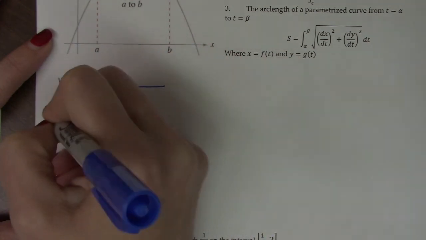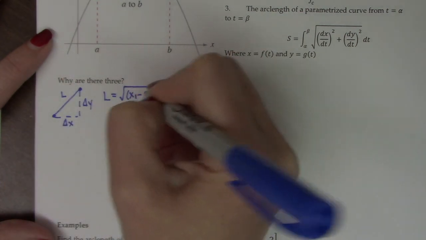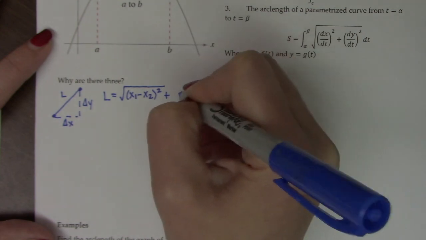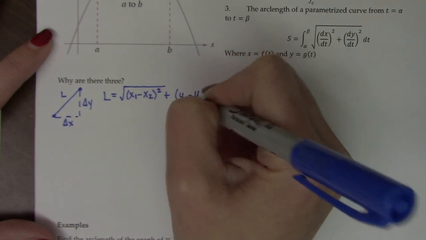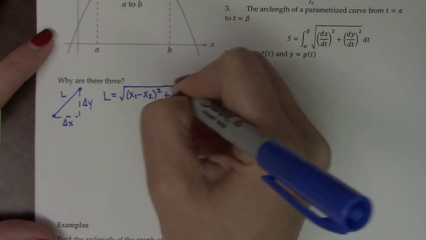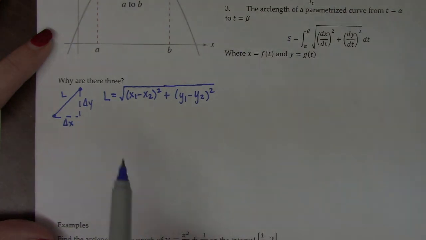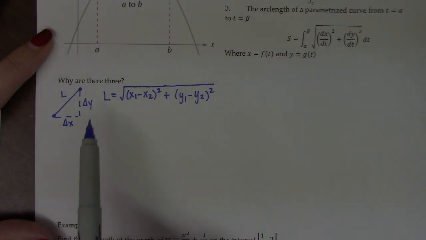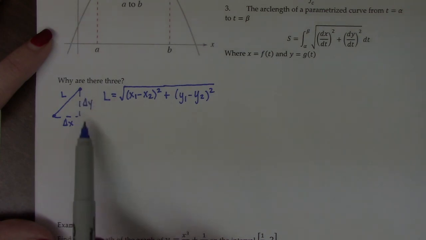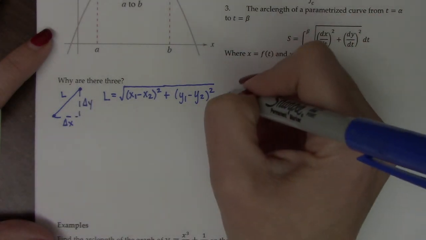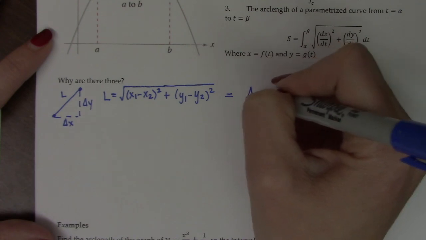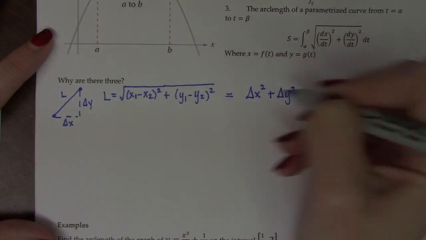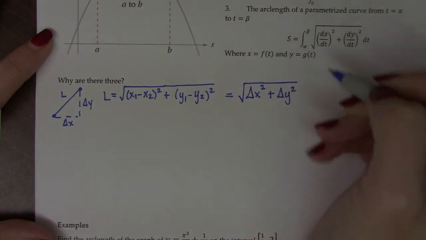So L, and this is also a variation on the distance formula. If you knew your two endpoints, the distance formula says you do x1 minus x2 squared plus y1 minus y2 squared, and then you take the square root. Well, x1 minus x2 is just the change in x, and y1 minus y2 is just the change in y. So I can rewrite this now as the square root of delta x squared plus delta y squared.